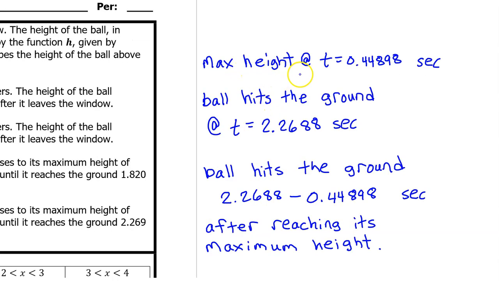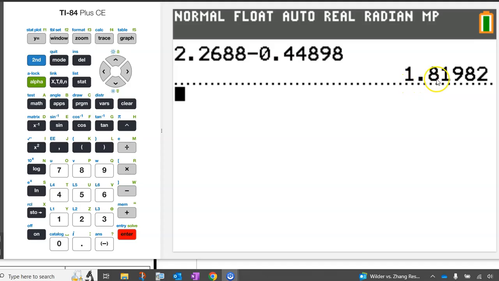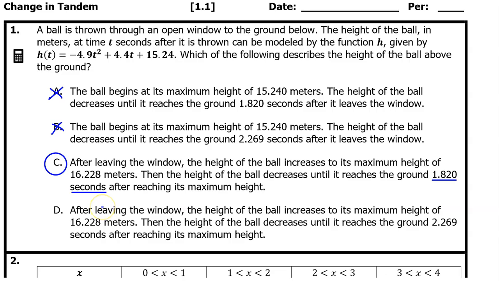The ball reached maximum height at t equals 0.44898 seconds. The ball hits the ground at t equals 2.2688 seconds. To find how long it took for the ball to reach the ground after reaching its maximum height, we need to subtract these two values. The ball hits the ground 1.81982 seconds after reaching maximum height, or 1.820 seconds. So the answer is C.